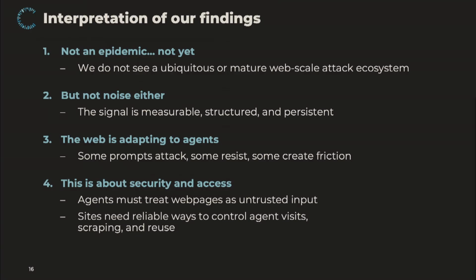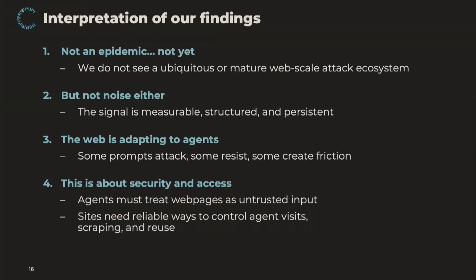So what is that we have seen then? Well, what we see, what we have measured, is the web that is adjusting to agents. We can't see what is the clear direction this phenomenon is taking, but we see some adjustment. Pages and websites that are adjusting to this new type of visitors.